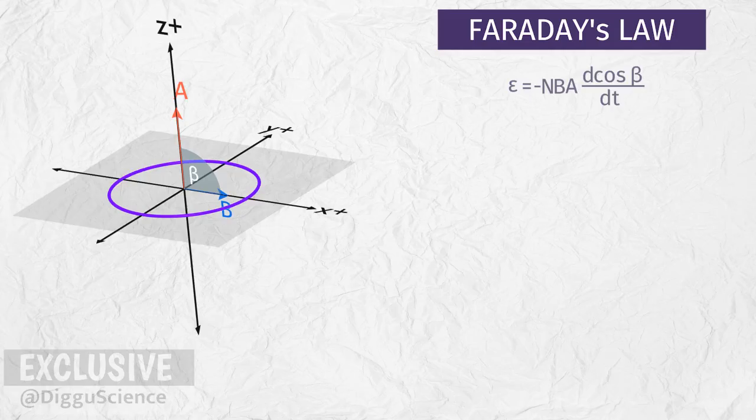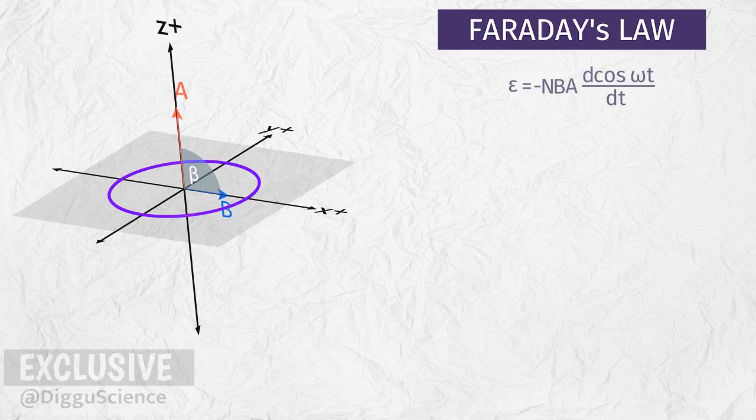If we have studied rotational kinematics, this beta value corresponds to the angular displacement of the conducting loop. This angular displacement can be calculated using the equation beta equals omega t, where omega is the angular velocity of the conducting loop.